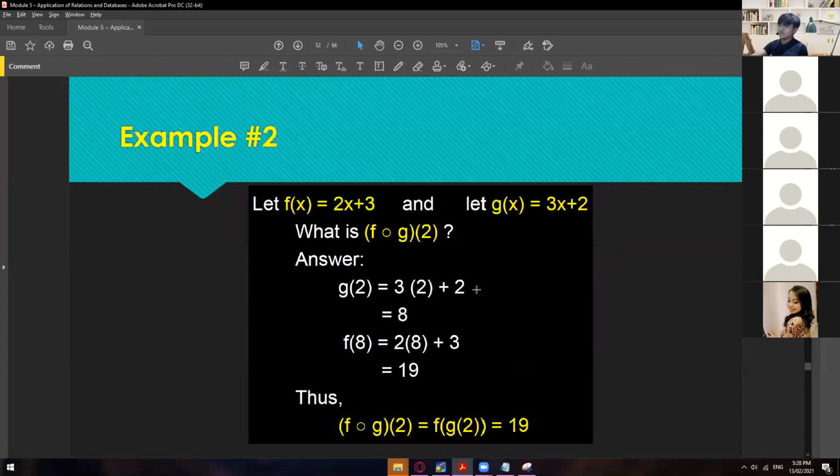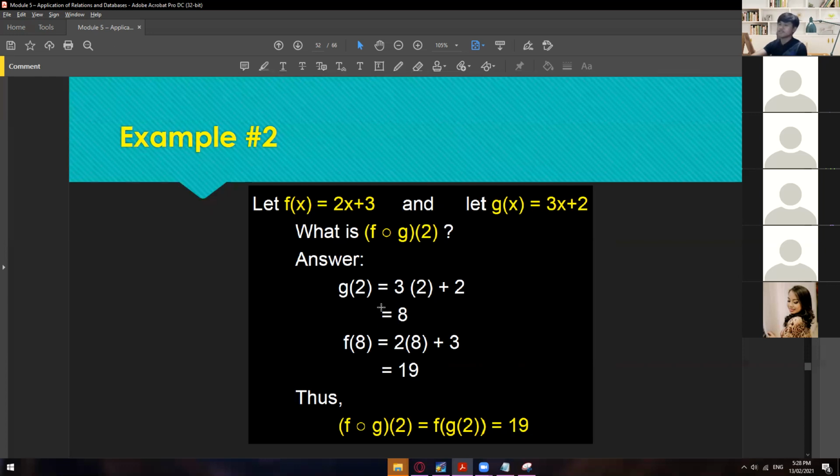All right, so we have another example here wherein a is equal to 2, and g of x is 3x plus 2. Again, let's just substitute this 2 into your g of x. So 3 times 2 plus 2 is equal to 8. And then 8 will be substituted to your x in here. So 2 times 8 plus 3 is equal to 19. That's how I do it manually.